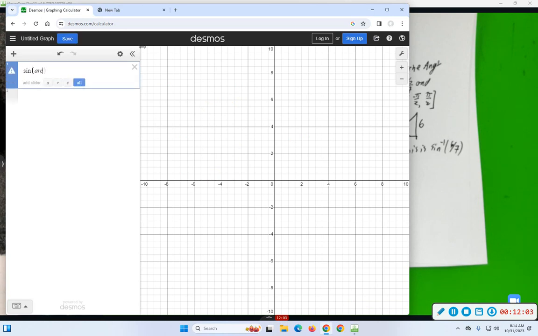Let's graph these. Sine of arc cosine of x. Oh, that's interesting. It's like a semicircle. How about cosine of arc sine of x? Oh, weird. That's also a semicircle. So that's interesting. It looks like these both are the same functions, according to this graph. That's surprising. Let's see what that function is.